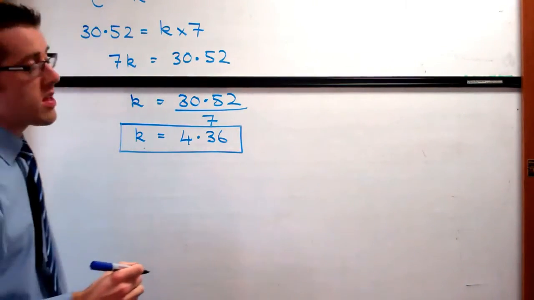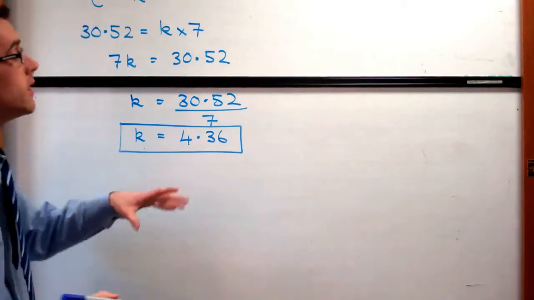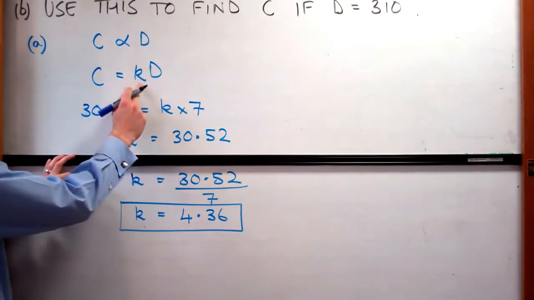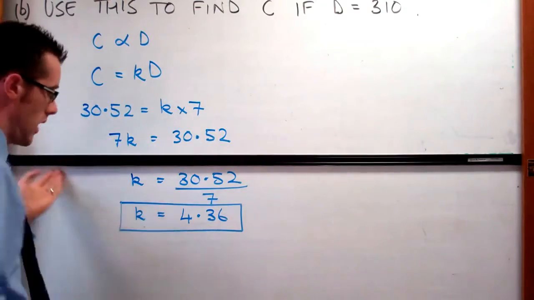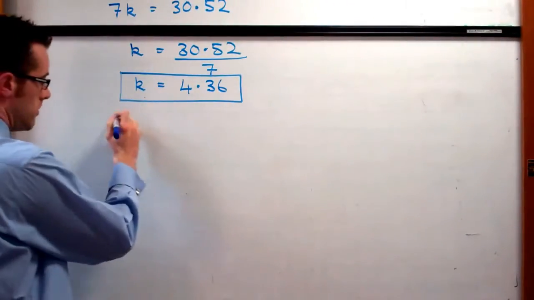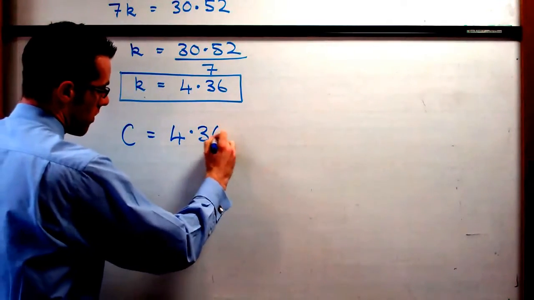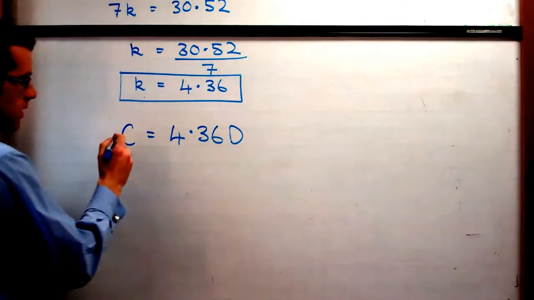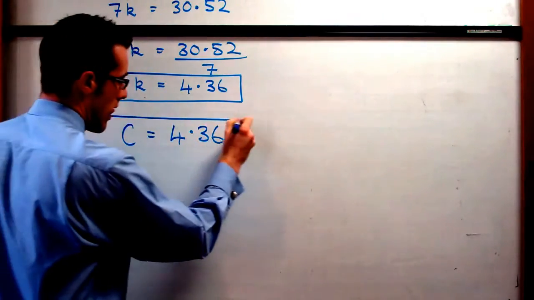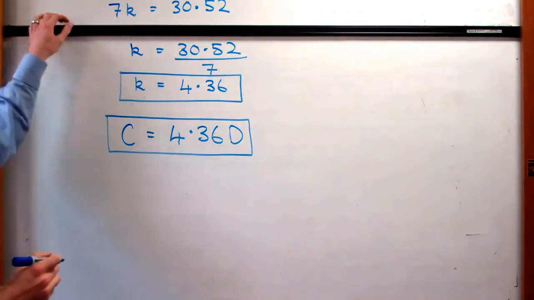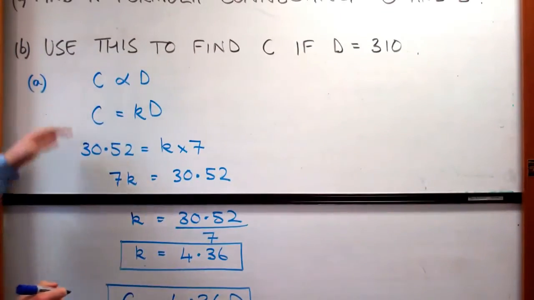Well, we were asked to find a formula connecting C and D. And we had C equals K times D. We've found the value of K now, so our formula is going to be C equals 4.36 D. Excellent. Okay, so this is the solution to the first part.